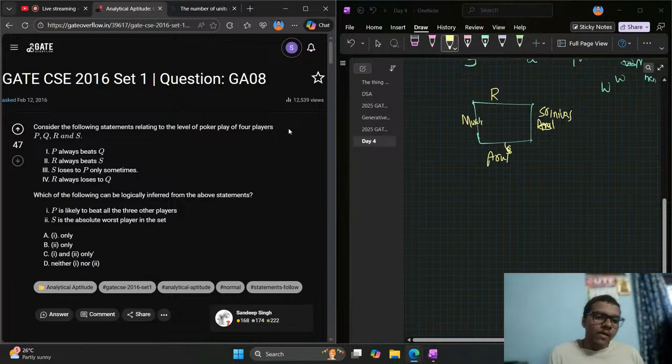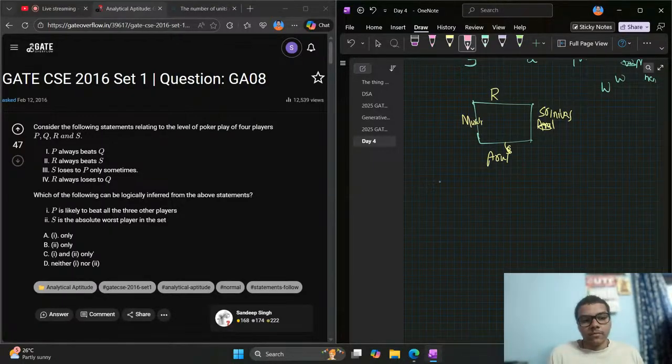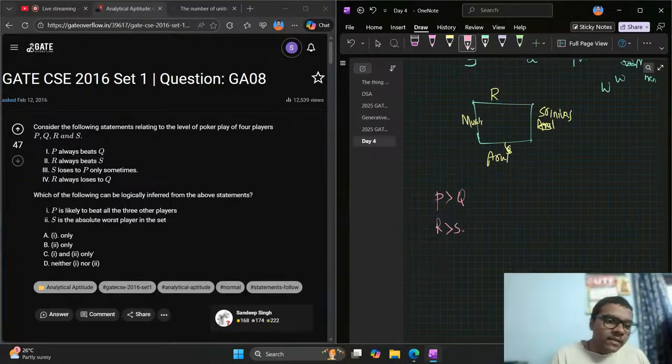Relating the level of poker play. P always beats Q. R always beats S. S loses to P only sometimes. R always loses to Q. Okay, let's do the greater order. P is always greater than Q. R always beats S, so R is always greater than S. S loses to P only sometimes, so S might beat P sometimes. R always loses to Q.